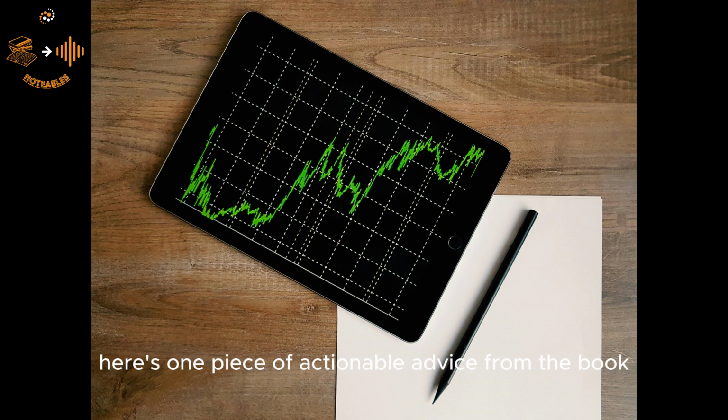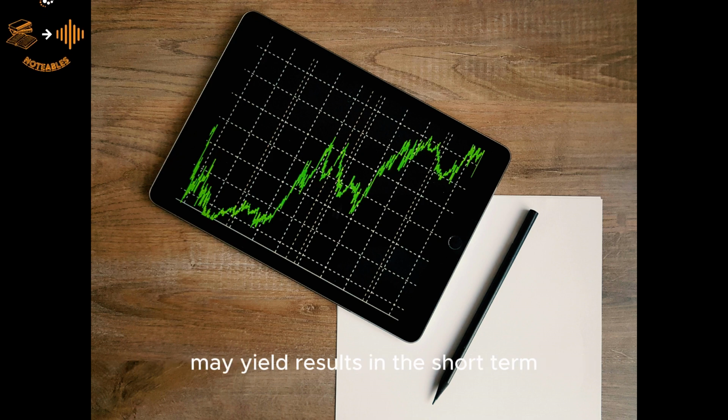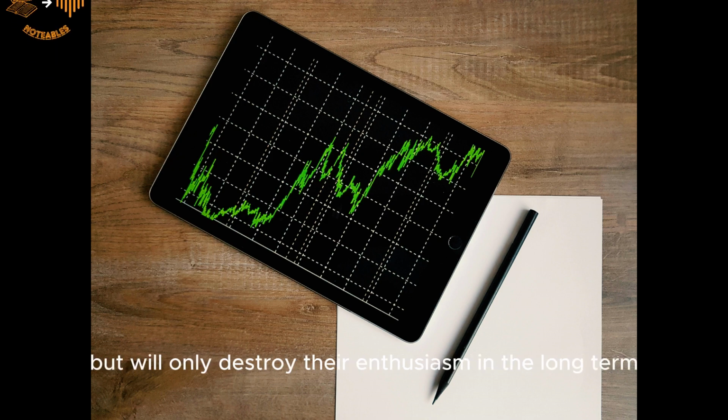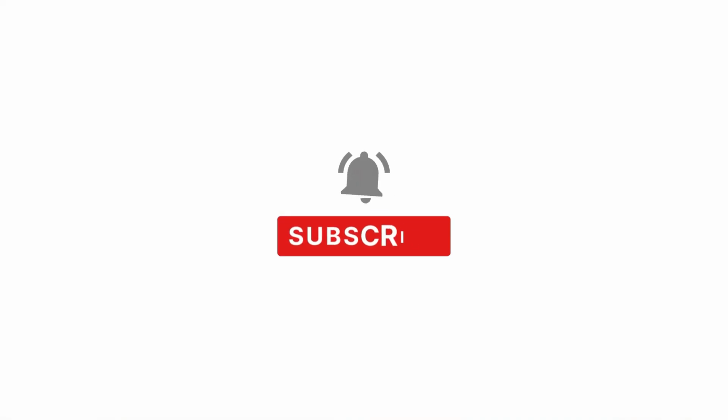Here's one piece of actionable advice from the book that you can use in your own life. Cultivate positive energy. To maintain positive energy in your sales team, allow them a short break every 90 minutes and ensure that they take a full lunch break with coworkers. Increasing your employees' workload may yield results in the short term, but will only destroy their enthusiasm in the long term. To avoid burnout or high turnover, make their positive energy your priority.